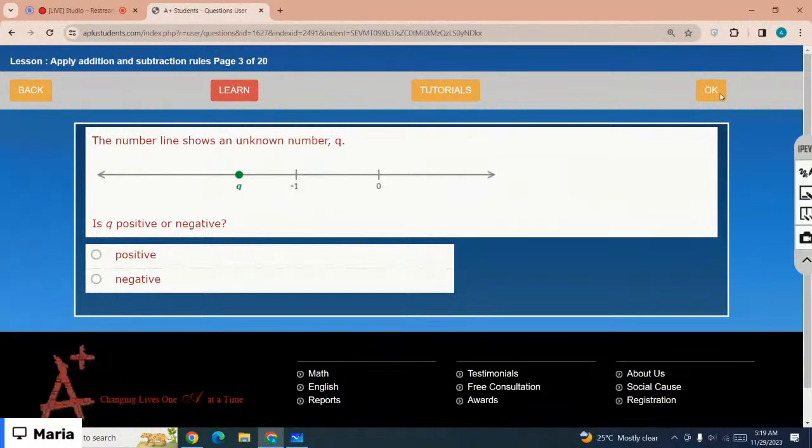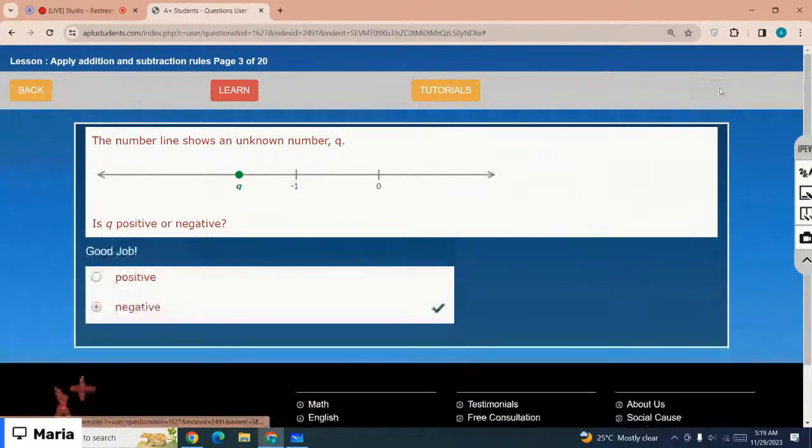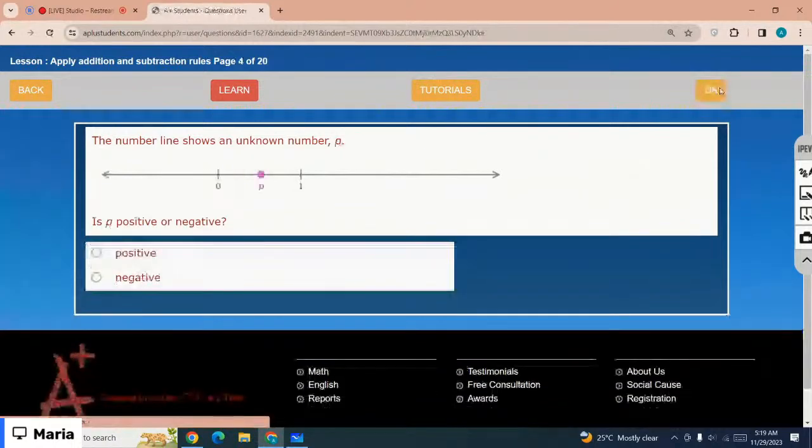Yes, again that is a negative number because that is on the left hand side of the 0. Okay, the number line shows an unknown number p. Is p positive or negative? Which is the correct option?